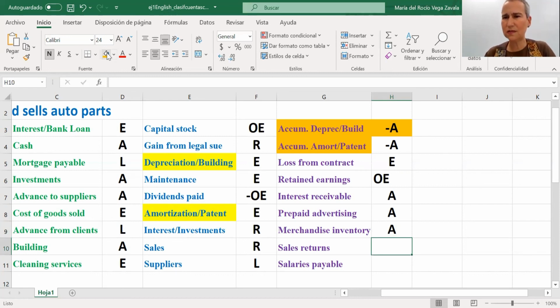Sales returns. Tell me something, guys. Is having sales returns bad or good for you? Of course, bad. Nobody wants to have a sales return. If you have sales returns, that is something very bad for you. That is a sign of bad quality, and that will be an expense. Okay. The last one, salaries payable. Payable means those are salaries that you already owe. So you have the obligation to pay. So that will be a liability.